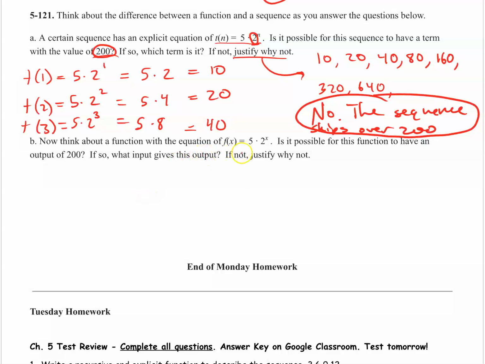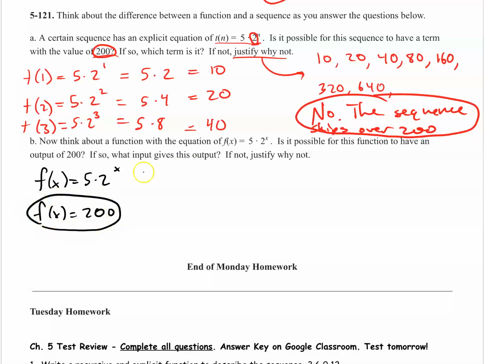Think about the function with this equation. Is it possible to have an output of 200? If so, what input gives that output? So f of x equals 5 times 2 to the power x, and f of x equals 200. That's what we're looking for. Is this possible? Can this equation, if you plug in something for x, equal 200?